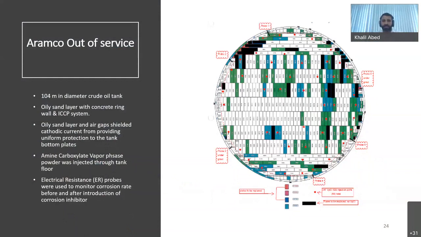The tank is, as I said, a crude oil tank, 104 meters in diameter, constructed on an oily sand layer with an impressed current cathodic protection system, also a distributed system.